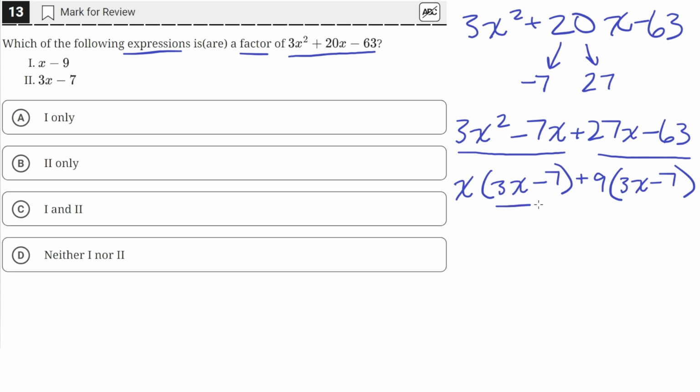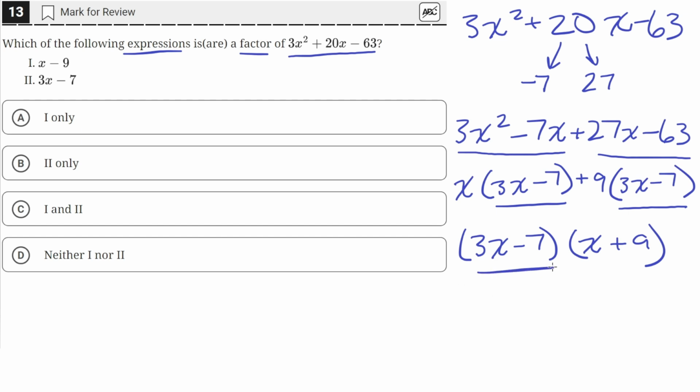Okay, now we can see that these two quantities right here, the 3x minus 7, are common to both. So we can factor that out. So 3x minus 7 will be multiplied by these coefficients, x plus 9, for these factors. So multiplying this back out would get us back to this. But now we have a fully factored quadratic, and we can see whether these two are really its factors.